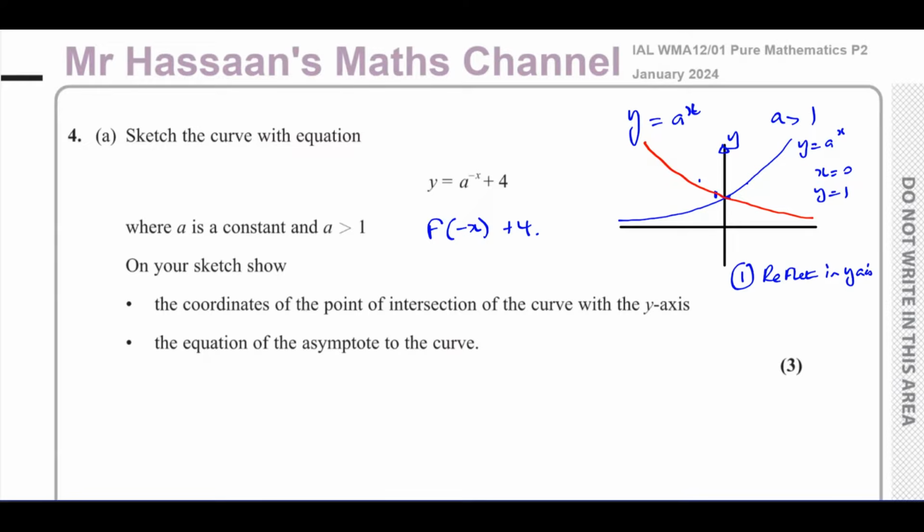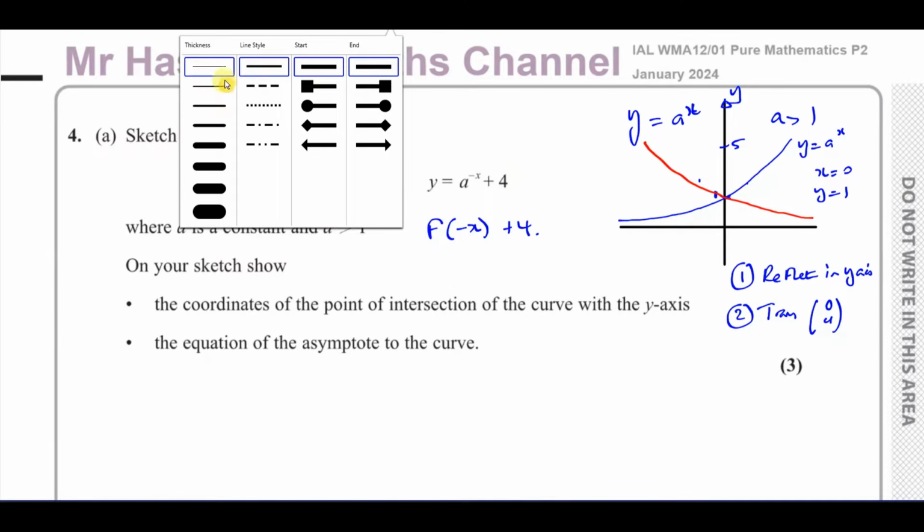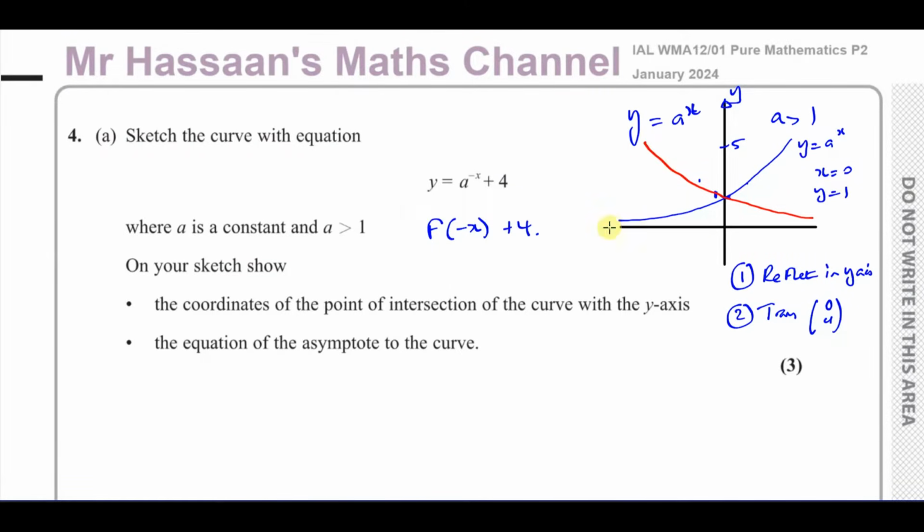And then the second thing that's taking place is it's going to be translated by the vector (0, 4). It's going to be raised 4 spaces upwards. So this y-intercept is going to end up being 4 spaces higher. It's going to go to 5, and the asymptote, which was initially the x-axis, the line it never touched, would now go up to 4. Okay, it's going up 4 spaces.